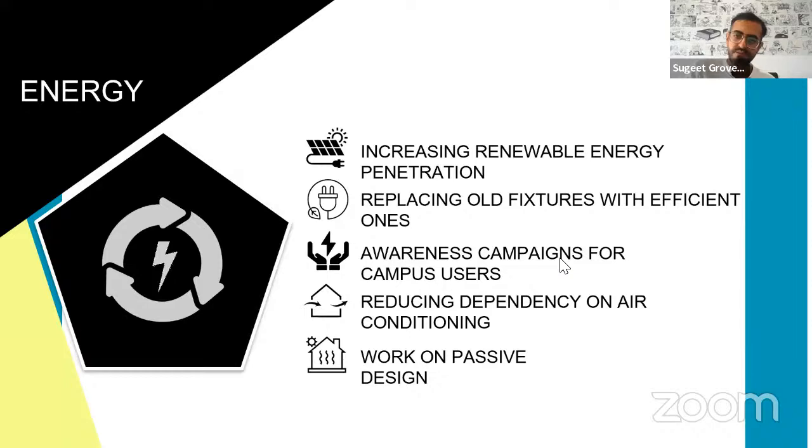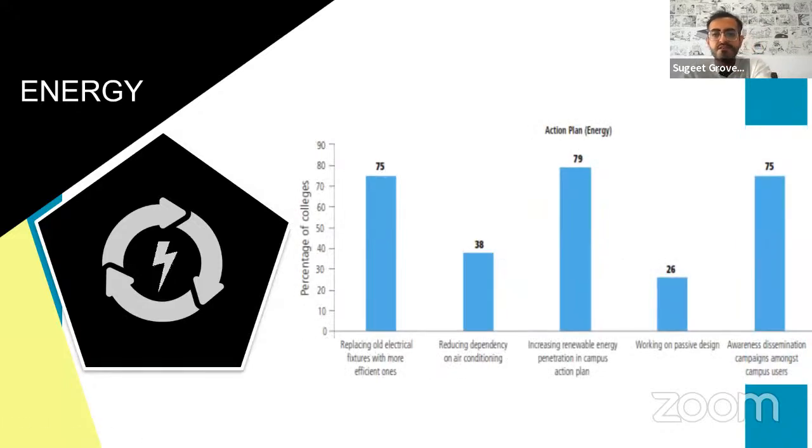It is no surprise that most people did answer that increasing renewable energy penetration in campus would be the first thing they are most likely willing to do, which is also surprising because something as simple as awareness dissemination campaigns amongst campus users can also be a very effective way of reducing your energy requirements. Replacing old electrical fixtures with more efficient ones can also work, although that will require a little bit of capital. And again, increasing your renewable energy penetration will also require a lot of capital to be able to do this.